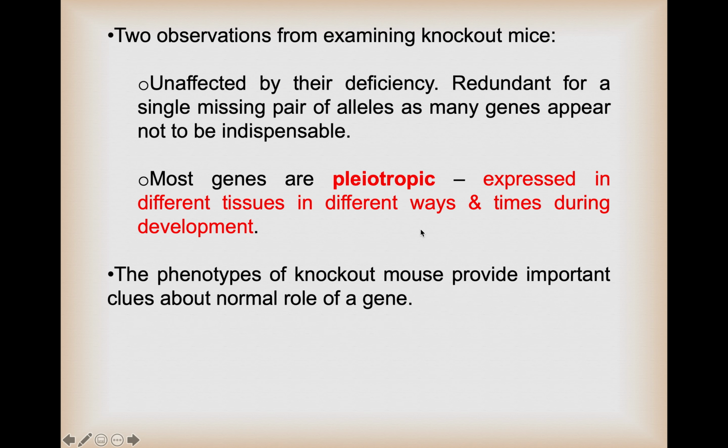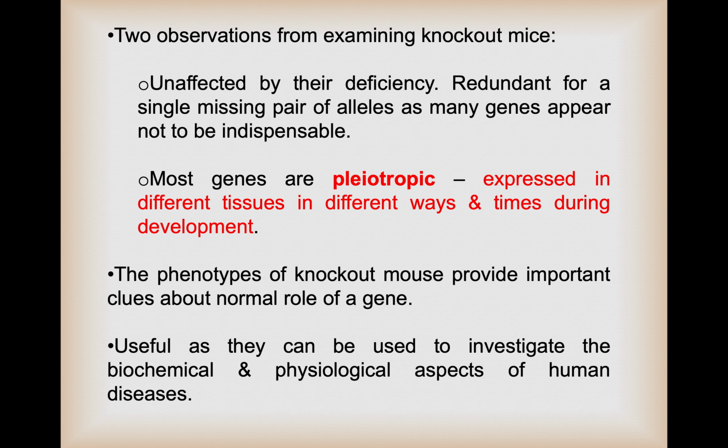And the phenotypes of knockout mice usually provide important clues about the normal role of a certain gene, especially if you want to see how it would behave, whether it will be really affected if it is turned off. So this would of course be useful as it could be used to investigate the biochemical and physiological aspects of human diseases.